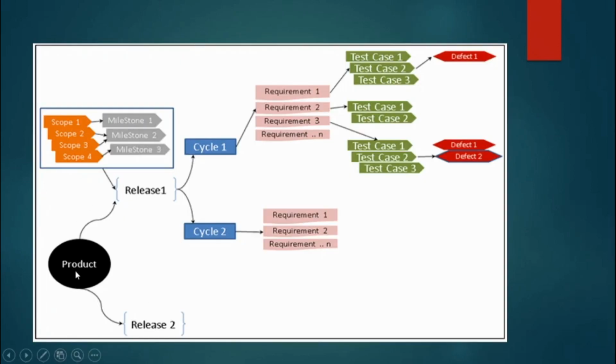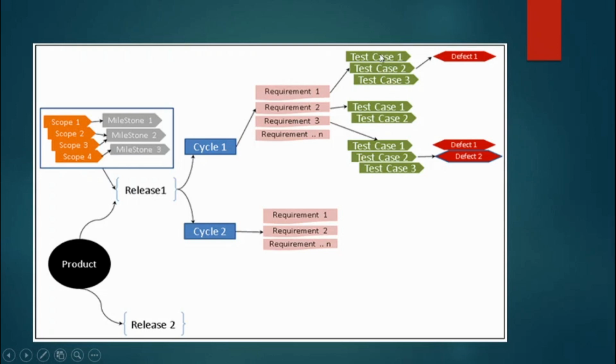You can see here, this is our final product. In order to create this final product, we have created 2 different releases, release 1 and release 2. In release 1 we have already defined the scope for this testing, 1, 2, 3, 4, and the milestone has also been defined for this particular release. This release we have divided into 2 cycles, cycle 1 and cycle 2, and cycle 1 has n number of requirements, starting from 1, 2, 3 and n.